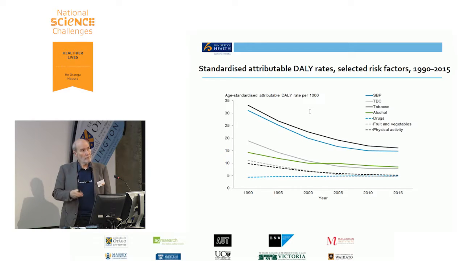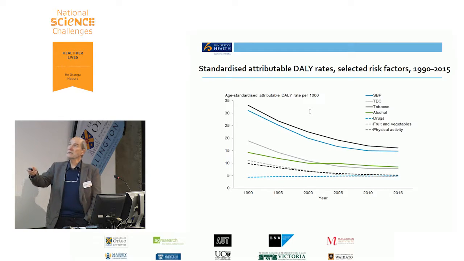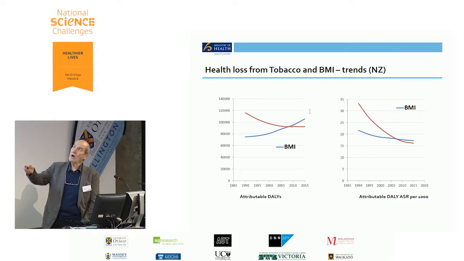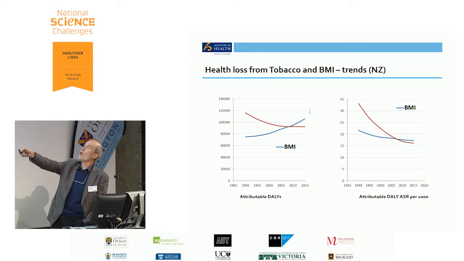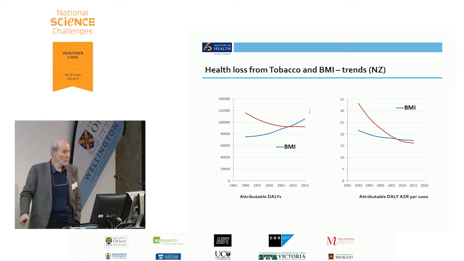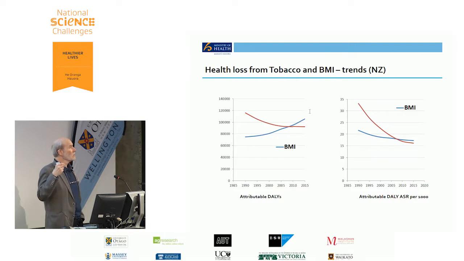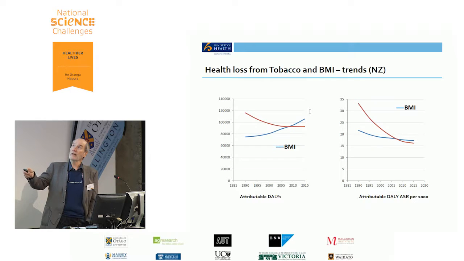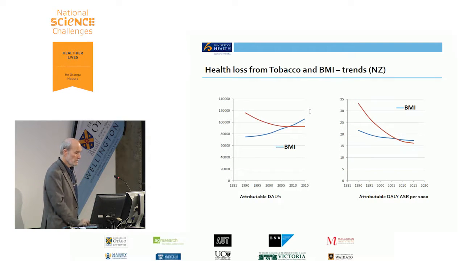Notice that because of the rising obesity in the community, we now have more health loss attributable to obesity than we do to tobacco in New Zealand, whether you look at it in simply disability adjusted life years, or in the age-adjusted view. Either way, this is not to say we're doing as well with tobacco as we should be. It does suggest we have a growing problem, so to speak, with obesity.